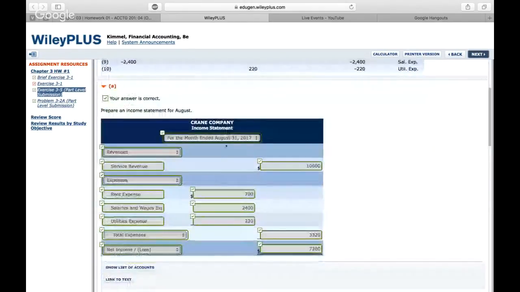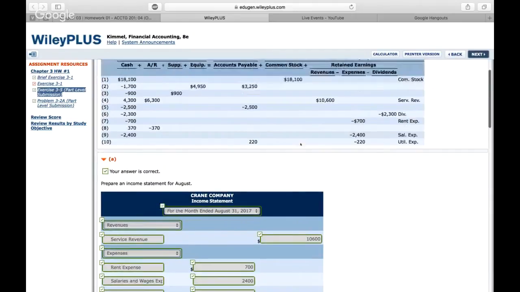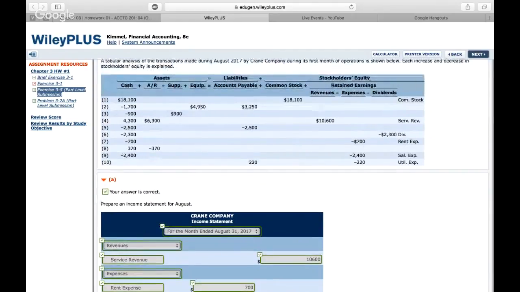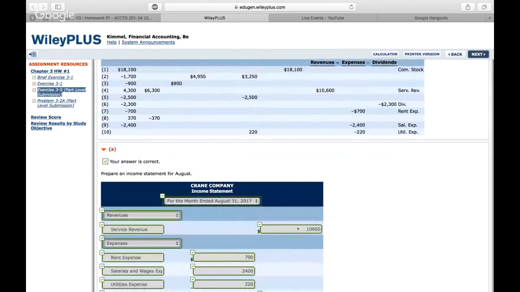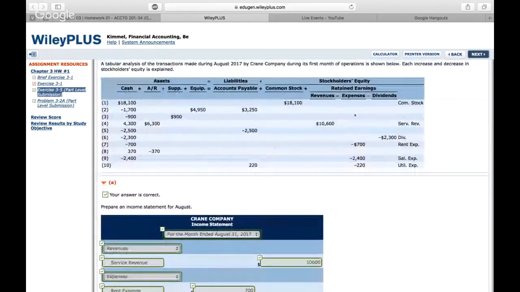But going to the first part, we have the income statement. And we know from the income statement that right below it is "for the month ended August 31st, 2017." It's not a balance sheet or retained earnings or anything else like that. Obviously on the income statement, we have the revenues first. So I came up here and I was looking for the revenues in this column, and we see that there was $10,600 in service revenue. And so I just typed in service revenue right here, typed in 10,600, and that was the only revenues I was able to see.